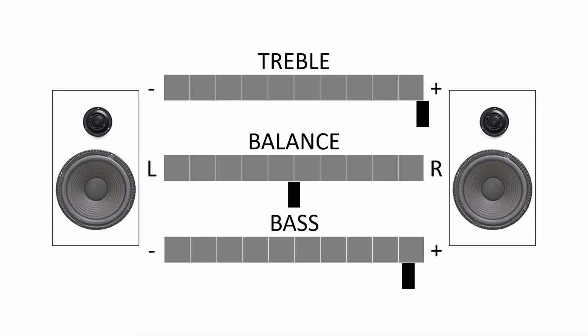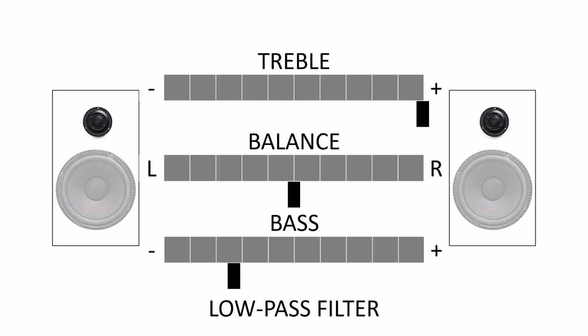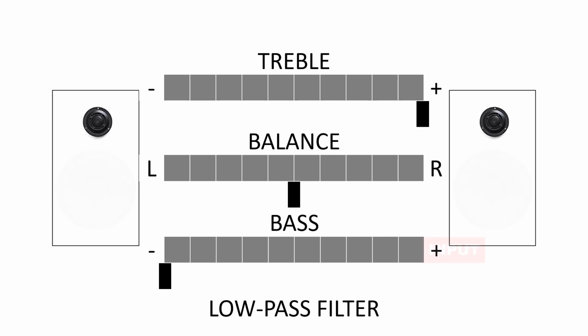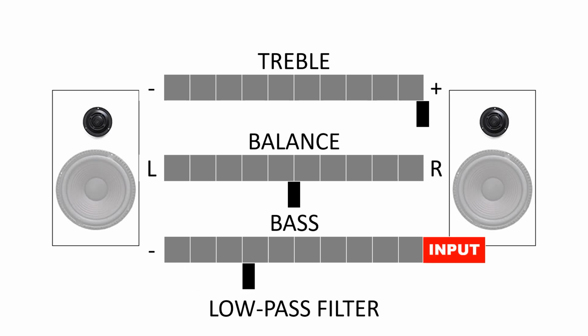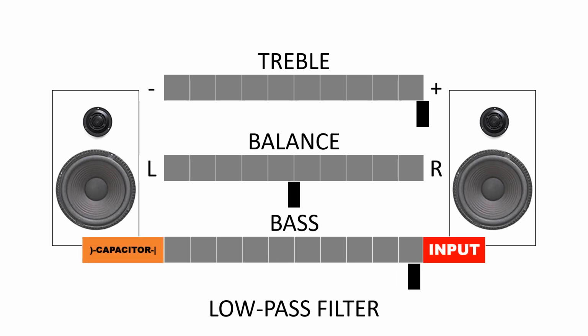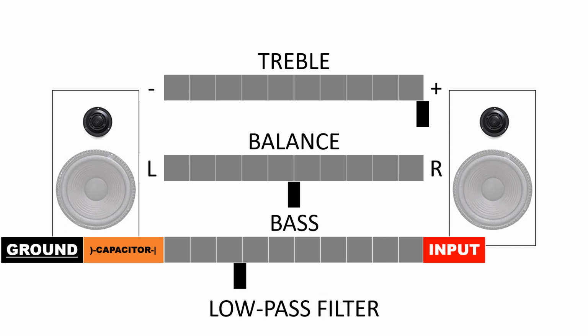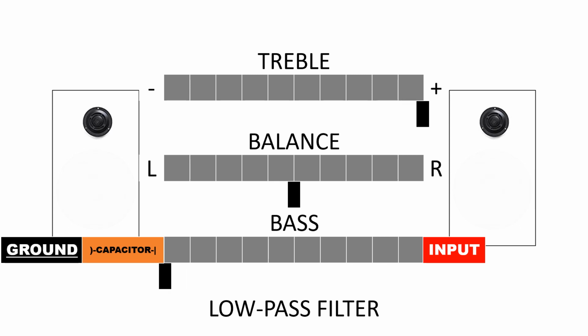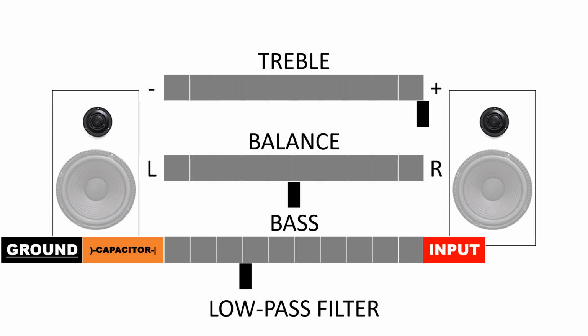In order to create a low-pass filter for controlling the low-frequency sounds of an audio signal called bass, a capacitor is positioned between the potentiometer's output terminal and the ground source. This circuit makes your speakers sound higher in frequency like a tweeter.